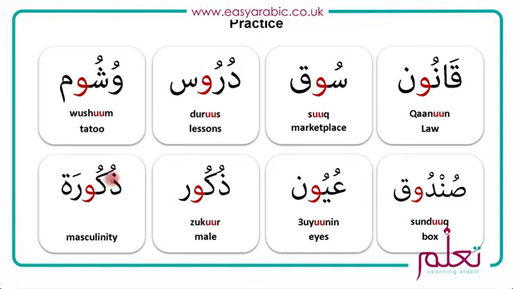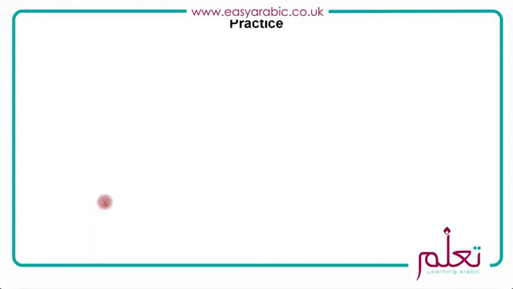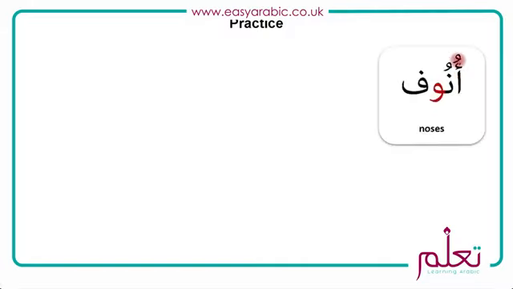Then we have dal with the dhamma is dhu, then the kaf with the dhamma is dhuku, same as that actually, dhukur, ra, dhukura, which is masculinity. Okay, next one we have alif with the dhamma, which is u, noon with the dhamma is unu, and the waw, unu, and then the fa, unuf, which is noses.